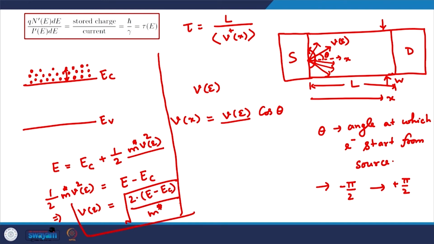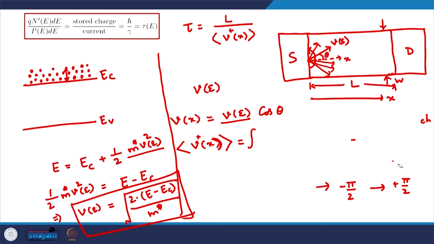This will be the velocity of the electron that starts from the source with energy E, and the average velocity of the electron in the positive x direction, if we take the average, will be essentially... Please keep in mind that for the positive x direction, the angle theta can be from minus pi by 2 to plus pi by 2.